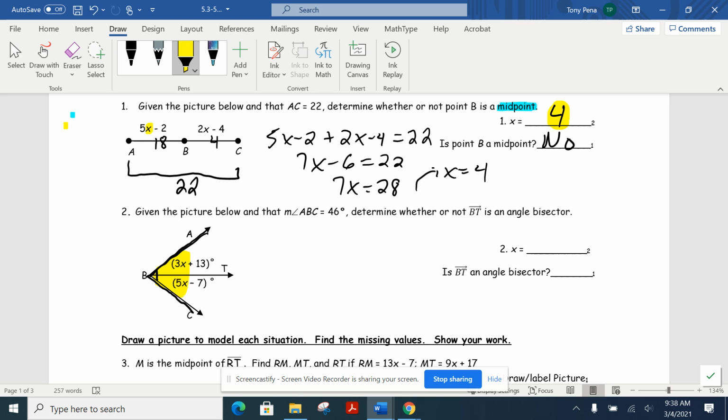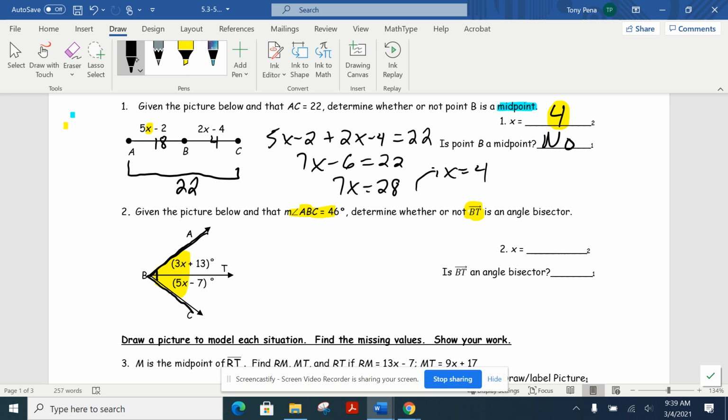And I tell you that that full angle is 46 degrees. All right, so this whole angle that I have shaded is 46 degrees. That's what this means. Then it says determine whether or not the ray BT is an angle bisector. So what should happen in an angle bisector is this segment or this ray should cut these in half.